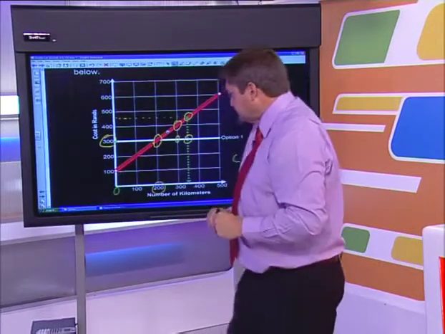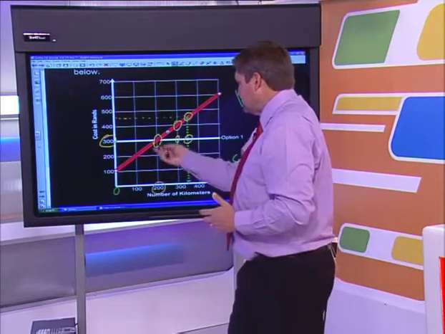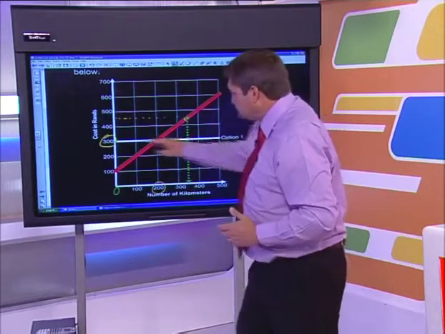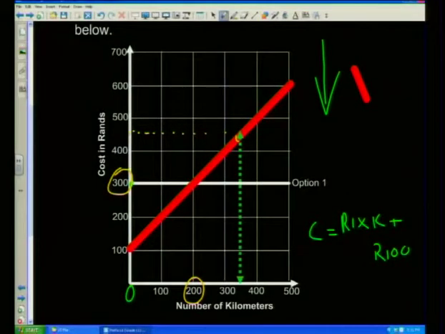Now let's think about this. When would I use deal 1 or option 1? In other words, when would be the best time to use my white graph? Okay? So let's have a look. Anything before 200, the red graph is always lower. In other words, deal 2 is the better deal. It's going to be the cheaper deal. Anything after 200, option 1 now becomes the better deal.